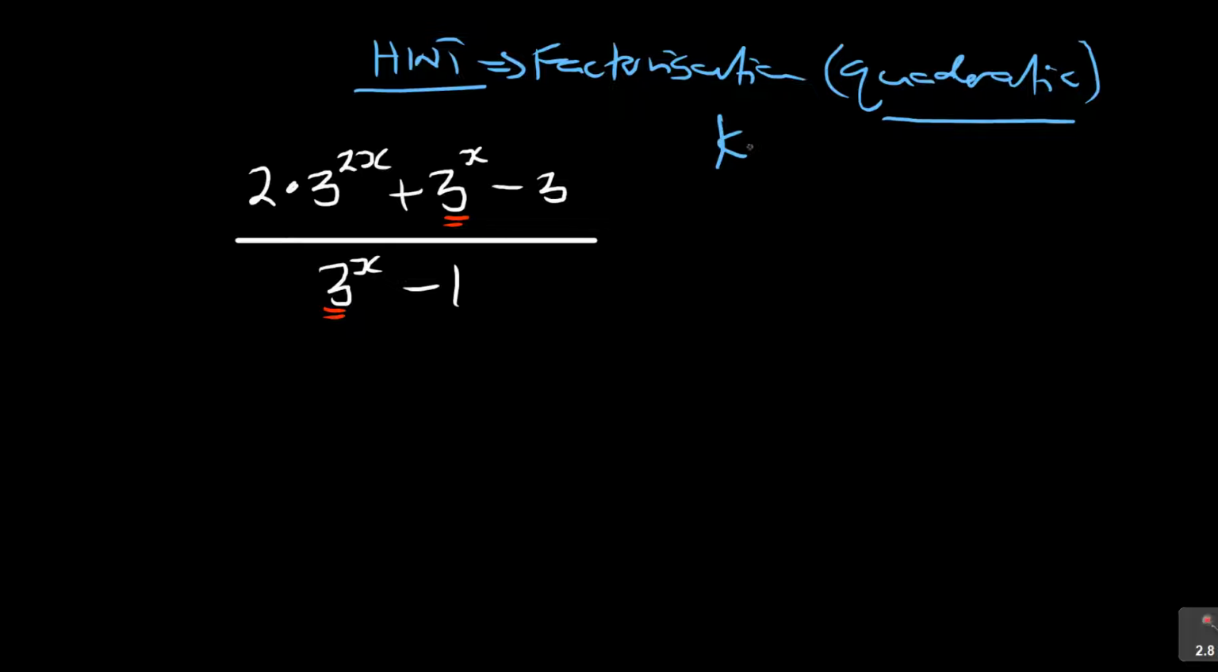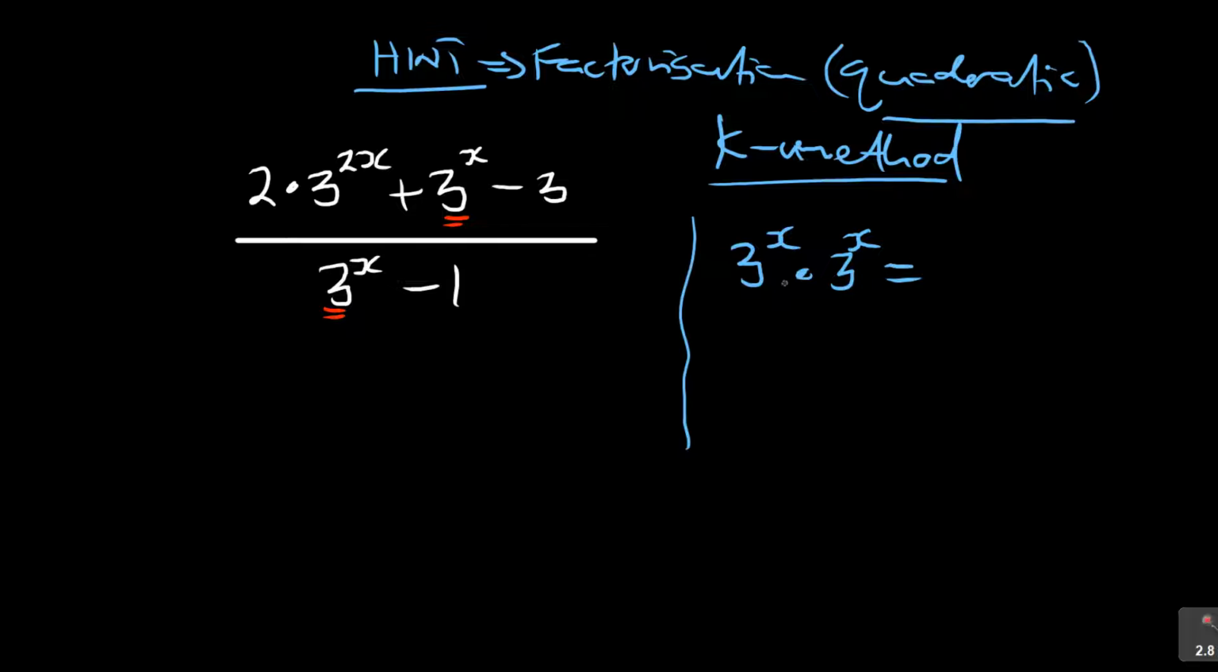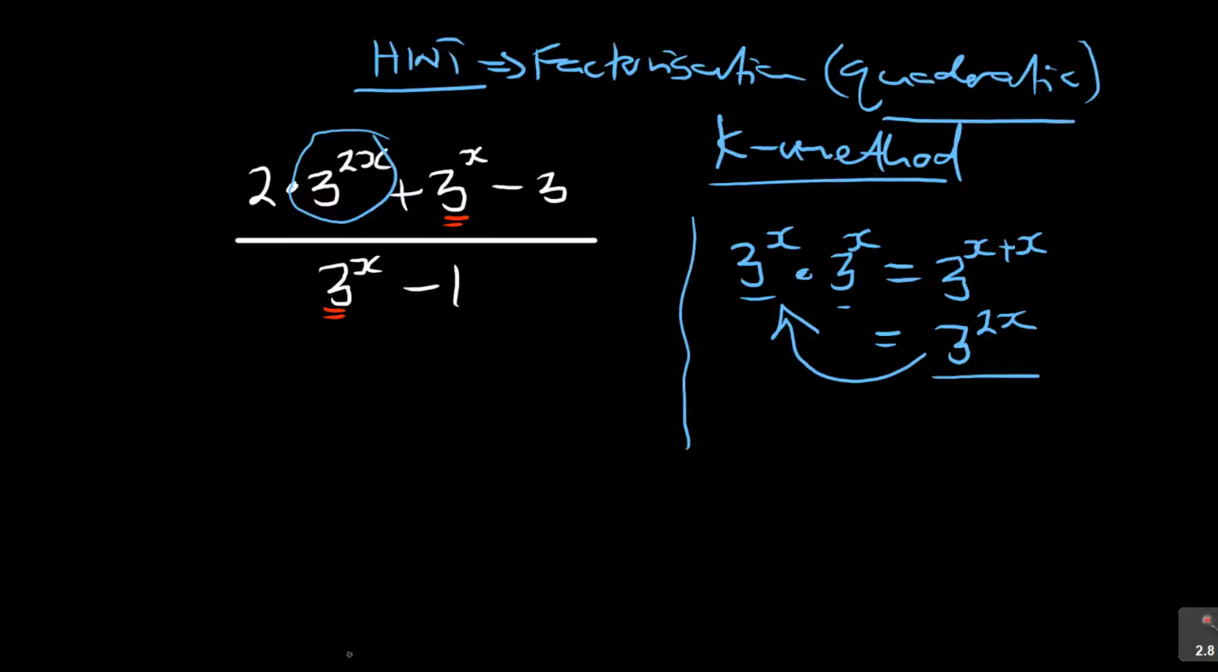And you are going to use what is called the k method. What am I saying? Now look, if I say to you 3 to the power of x dot 3 to the power of x, using the laws of exponents, the base is the same, so it is 3 to the power of x plus x. You add the exponents, which is equal to 3 to the power 2x. See that? Are you with me? So I'm going to write 3 to the power 2x in terms of that form.